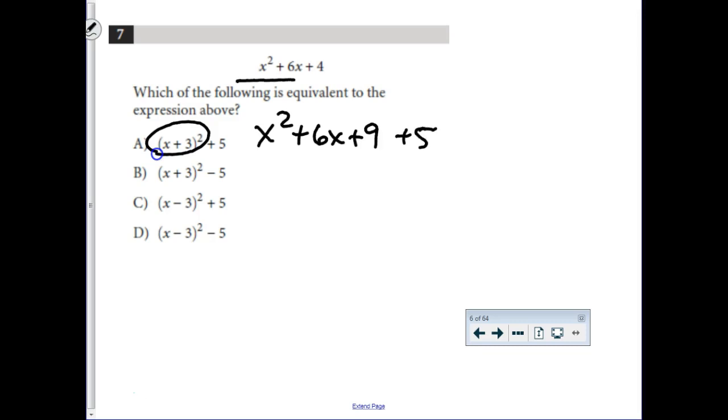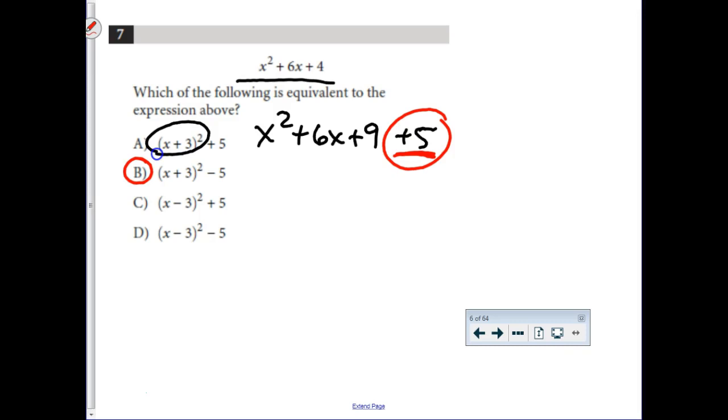Is that going to get me here? Is that going to simplify to here? No, it's not. I mean, it's close. What's the problem, though? Yeah, that plus 5 is the problem. If this wasn't plus 5, if it was, say, I don't know, minus 5, I'd be in business. Is that an option? Yeah, right there. Boom, done. That wasn't bad.